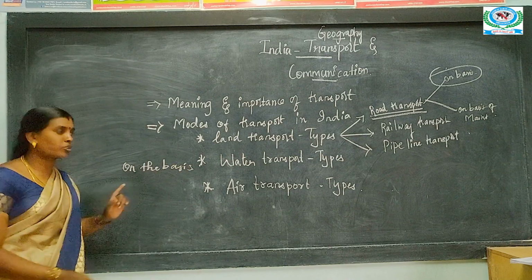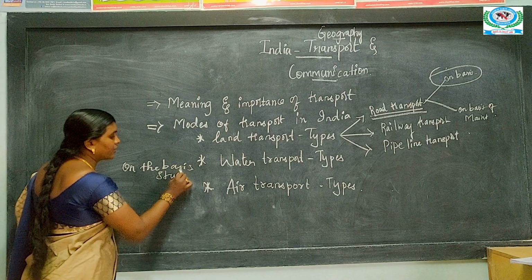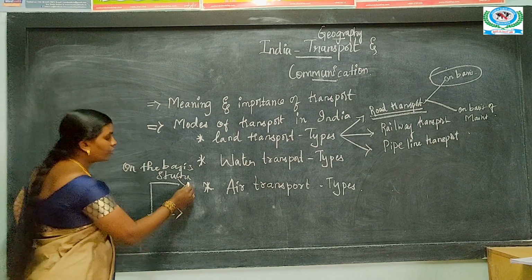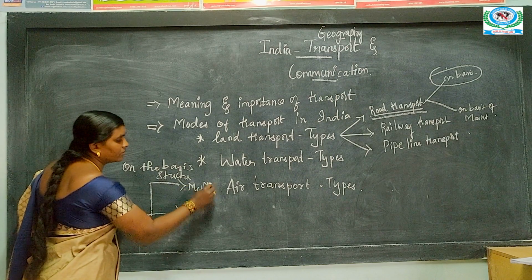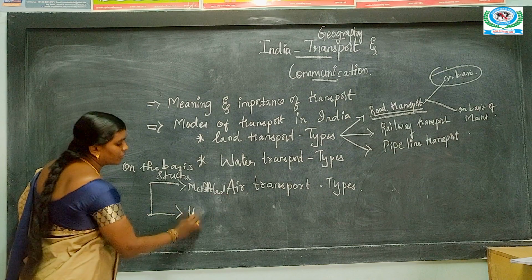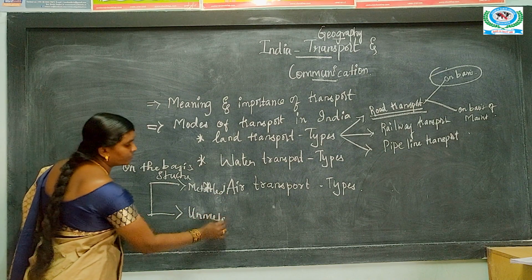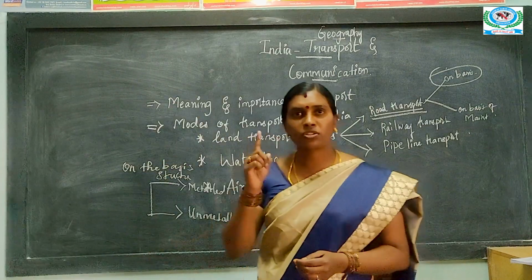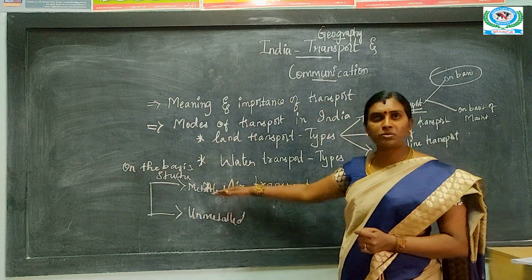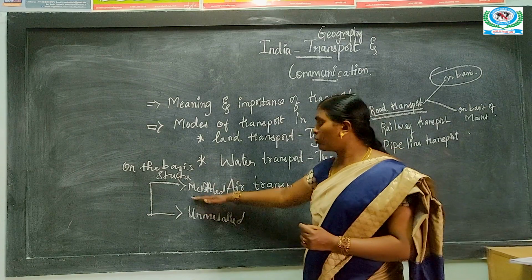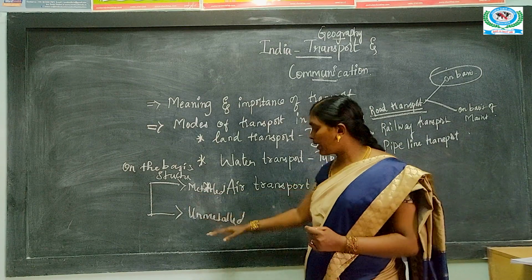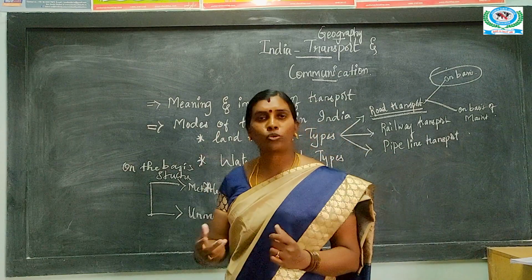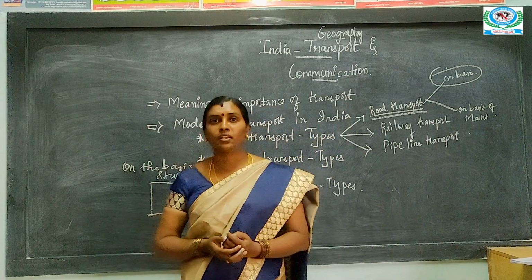On the basis of the structure, you can see the road is divided into 2 pieces. One is called metal road, the other is called unmetallic road. So on the basis of the structure, the road is further divided into 2 pieces: one is called metal road and another is called unmetallic road. What is the meaning of metal and what is the meaning of unmetallic?